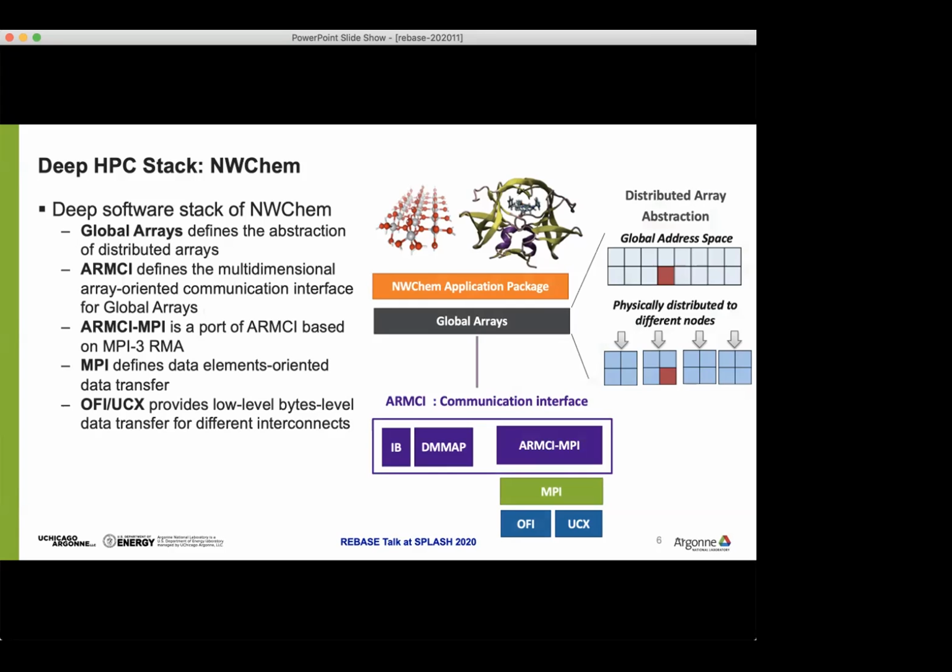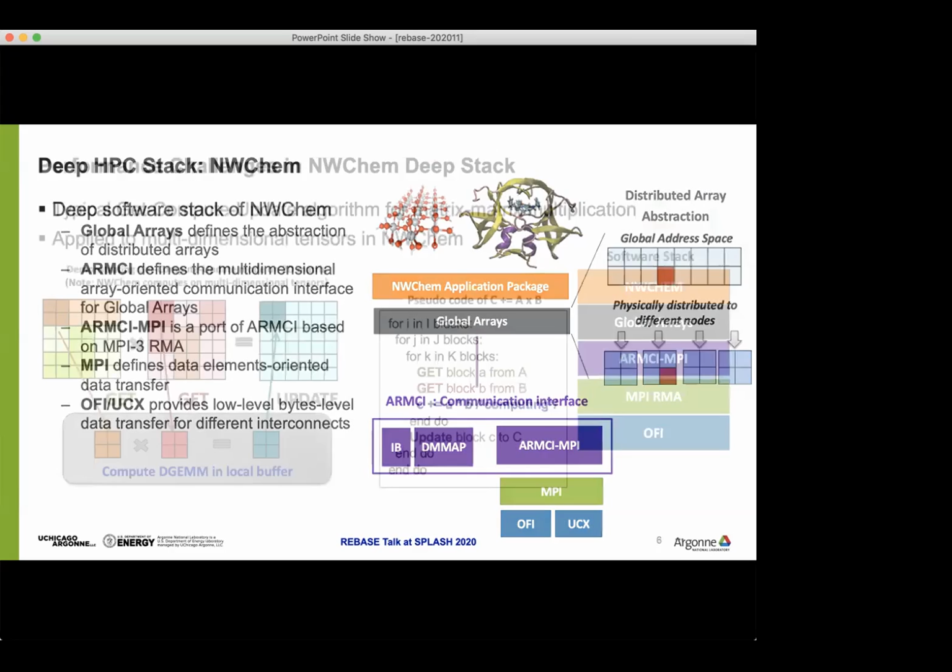And ARMCI internally has different implementations. We create a port for different hardware, basically for different networks. For example, they have the InfiniBand port, which is designed for InfiniBand systems. They have the DMAPP port, which is designed for the Cray supercomputers. And we also have the ARMCI-MPI port, which is based on the assumption that we port it on a portable MPI implementation, because MPI is more widely used on many HPC systems. So we assume it's a portable network support. Okay, so that's how the deep HPC stack for NWChem looks like.